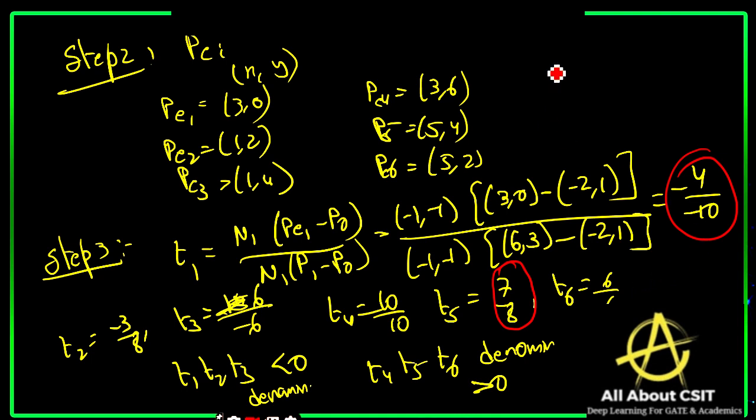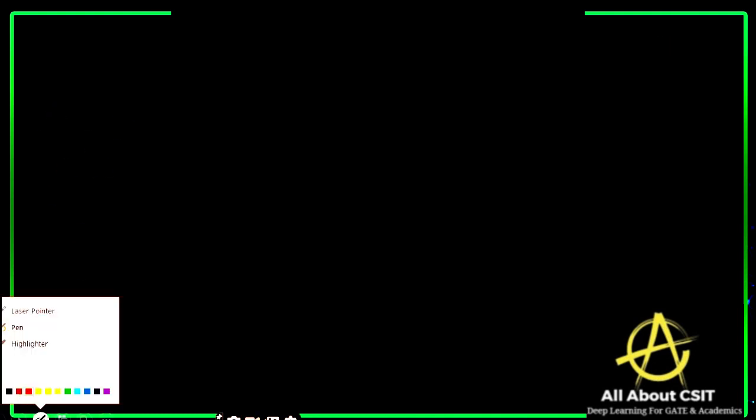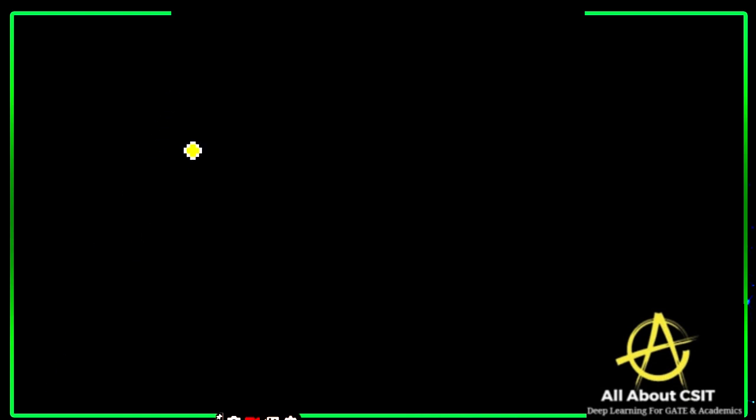So now the entering time is minus 4 by minus 10, and the exiting time, or leaving time, is 7 by 8. Now with the help of the entering and leaving time, we can find the intersection points.